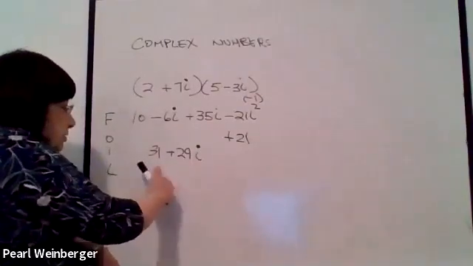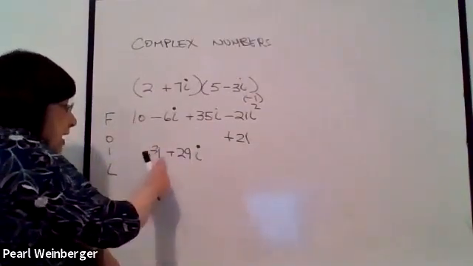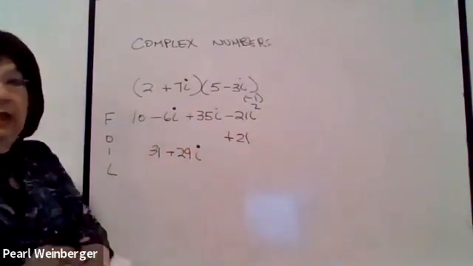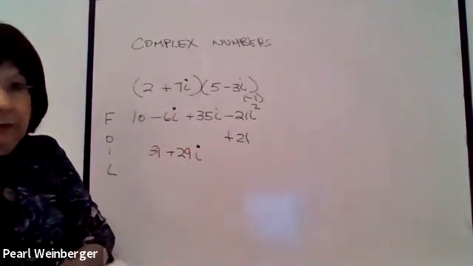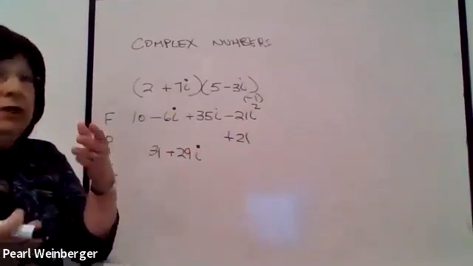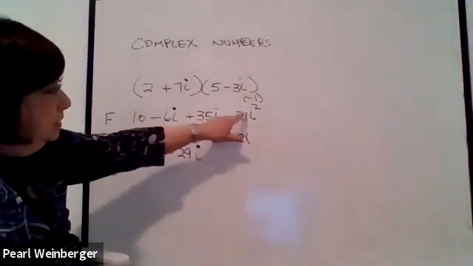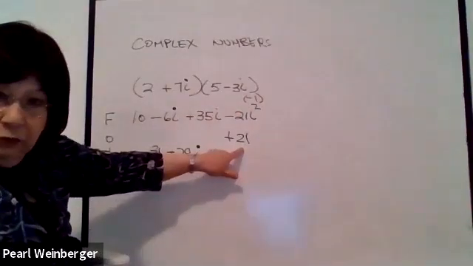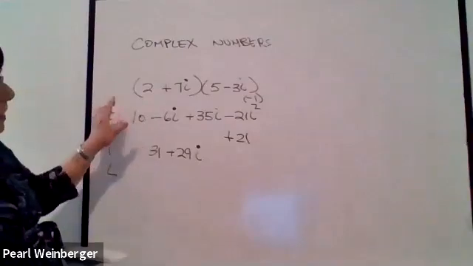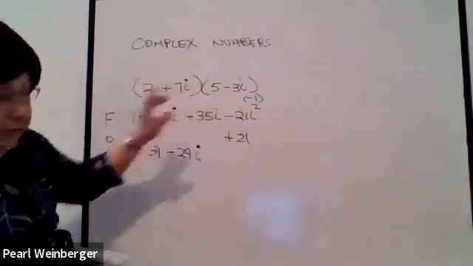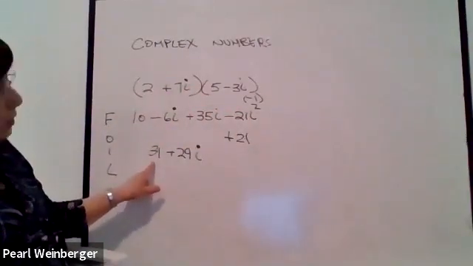This has an i, this doesn't. If you notice, it's in a plus bi form. It's a complex number. How did you get the 31? I added, remember this negative 21 times -1 became a positive 21. I added that with this positive 10 because those are the numbers that don't have any i's. That's where I got my 31, from combining these two.